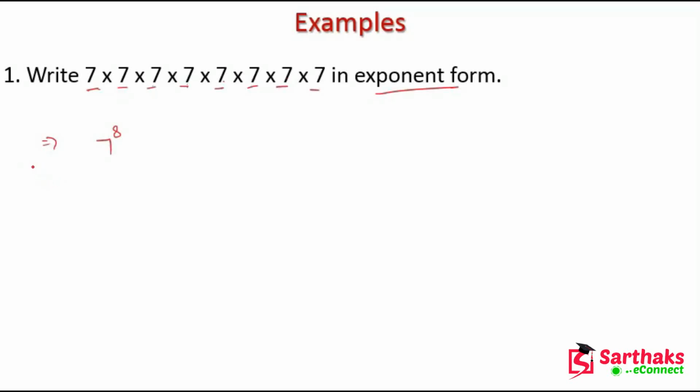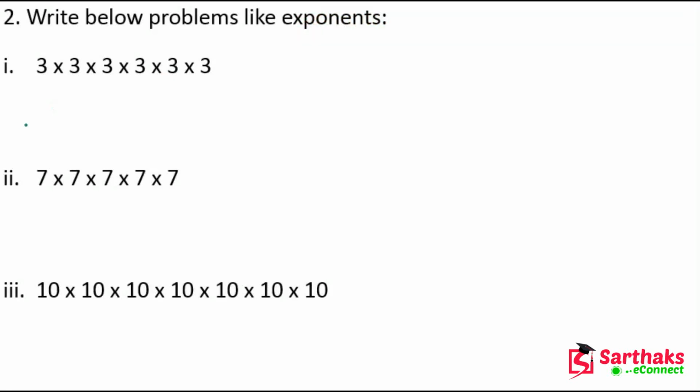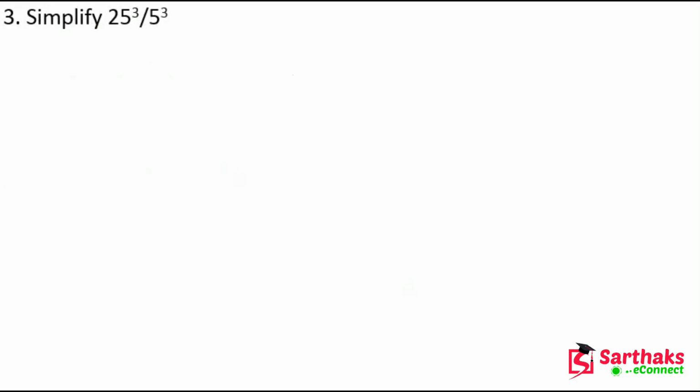I hope you understand these things. Now the next problem. Write the below problems in exponent form. Here 3 is multiplied how many times? 1, 2, 3, 4, 5, 6. We can write 3 raised to power 6. We can write 7 as 1, 2, 3, 4, 5, so 7 raised to power 5. And 1, 2, 3, 4, 5, 6, 7 means 10 raised to power 7.